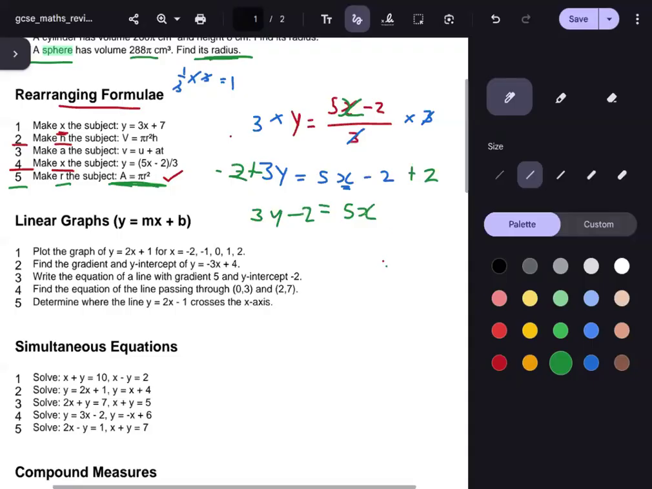Then here we have 5x. Remember, we're trying to get the x alone. 5x is basically 5 times x. So we do the opposite, we divide. We divide both sides by 5. And when we do that, the 5 and the 5 cancel out, and we're left with x is equal to 3y minus 2, divided by 5.